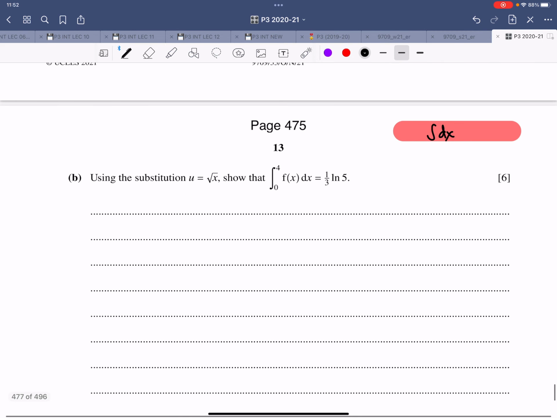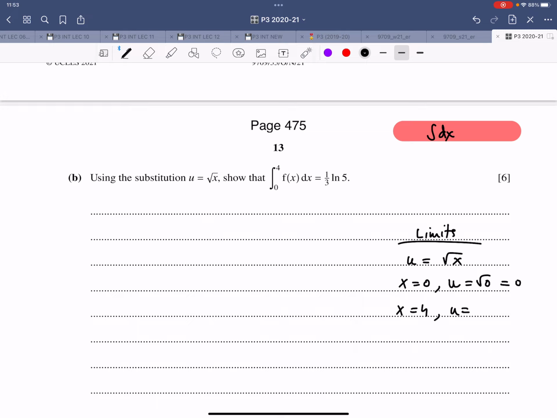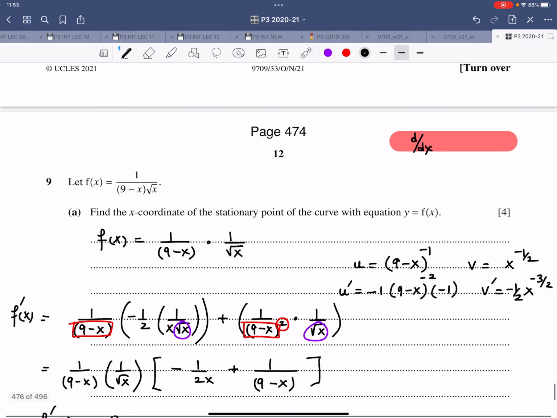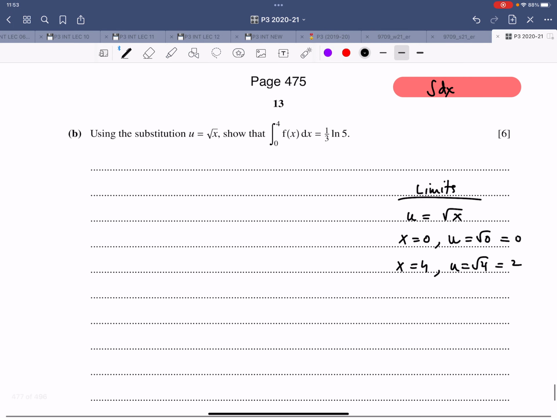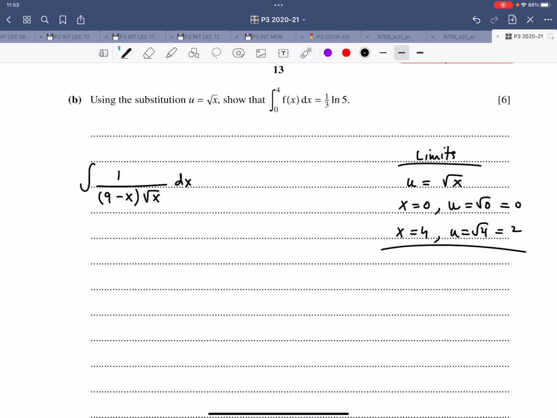Next part, use the substitution to integrate this thing. Limits are 0 and 4, so let me first change the limits. So first change the limits. When u is equal to root x, when x is 0, u is root of 0, which is 0. When x is 4, u is root of 4, which is 2. So these are the changed limits. Second thing is 1 over 9 minus x root x. So integrate 1 over 9 minus x root x dx. Now let's get started with the substitution. When we have u is equal to root x, I can also write x is equal to u squared.